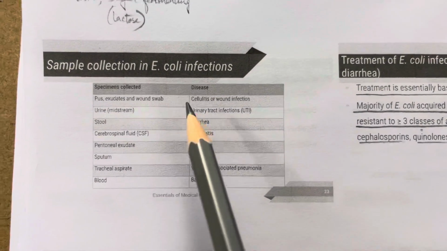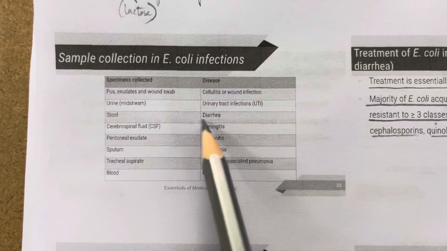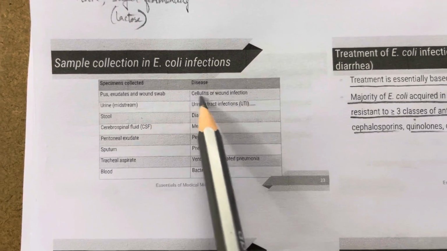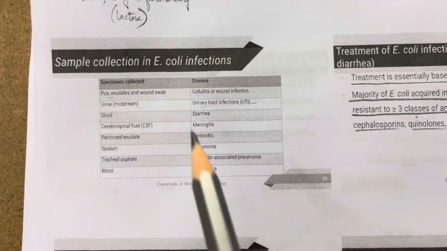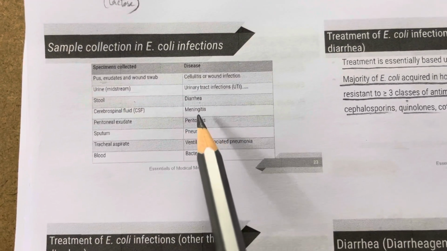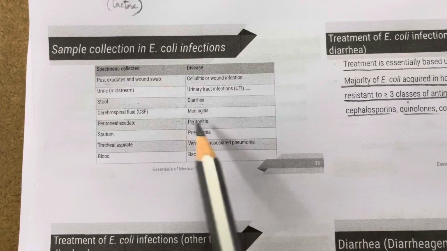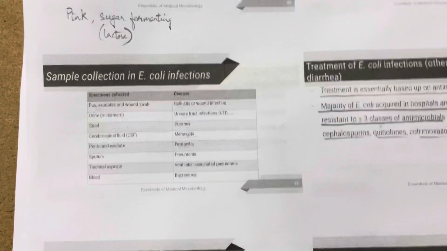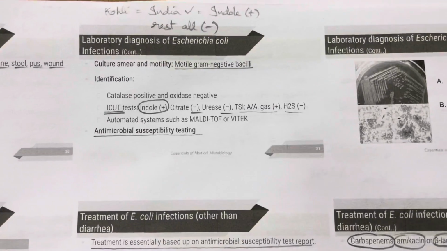Sample collection, what are the specimens collected? In diarrhea, you collect stool. In UTIs, you collect midstream urine. In cellulitis or wound infection, you collect pus or exudates and wound swabs. Then meningitis, CSF; peritonitis, peritoneal exudate; bacteremia, blood; pneumonia, tracheal aspirate, sputum, etc.